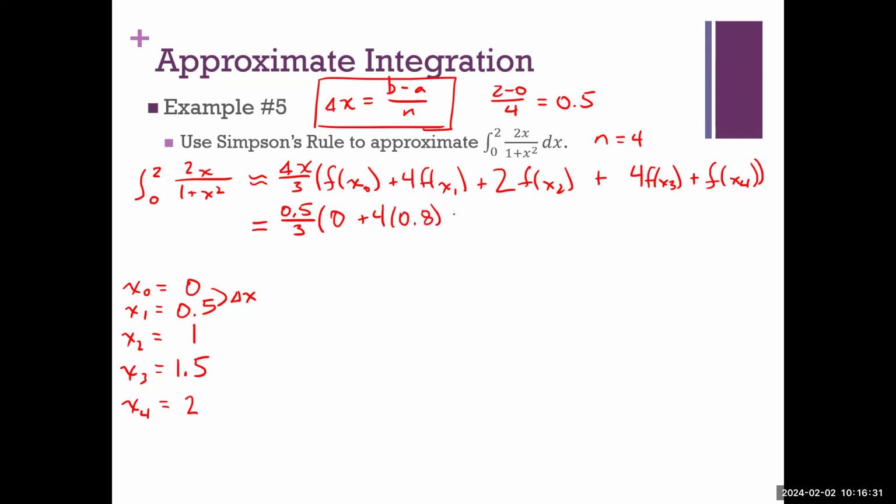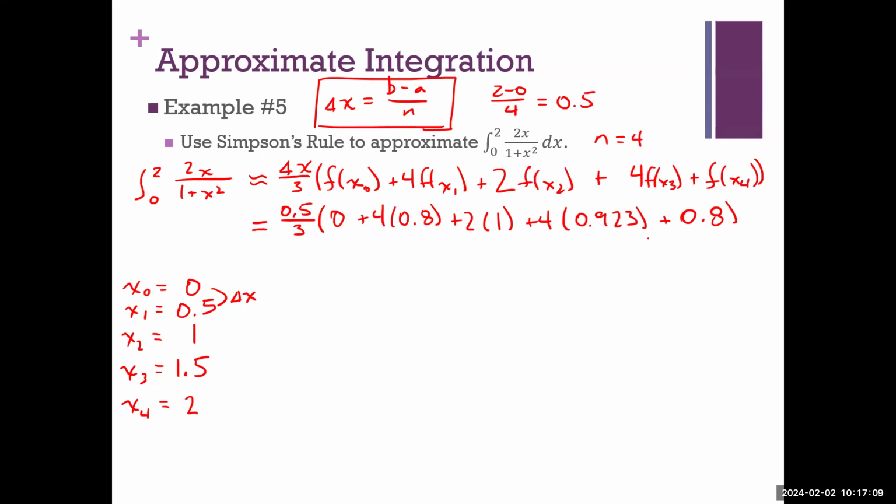0.8 plus 2 times F of 1, which is 1, plus 4 times F of 1.5, which is 0.923. I know there was a 0.923 and a 0.8. Is that the last one? Okay, plus 0.8. So I believe that's everything. Someone double check that I didn't swap these two values. I don't think I did.